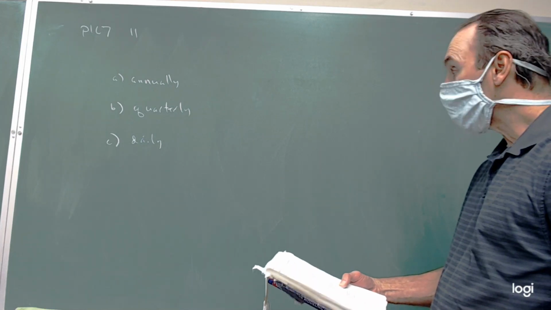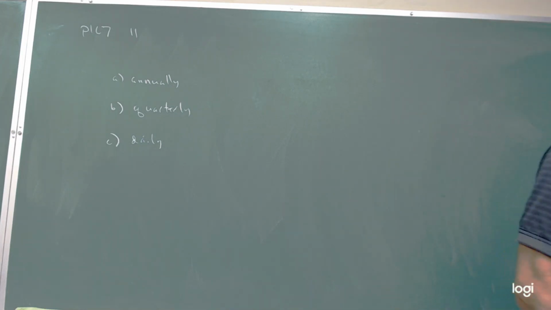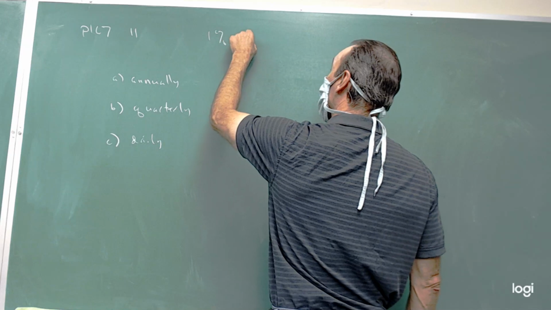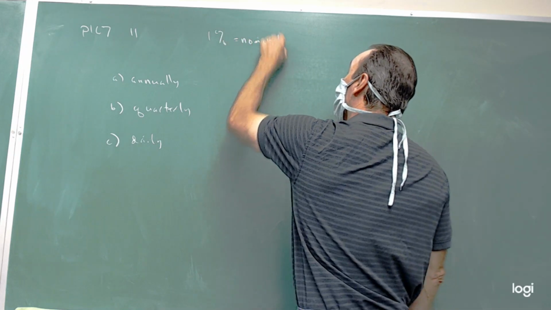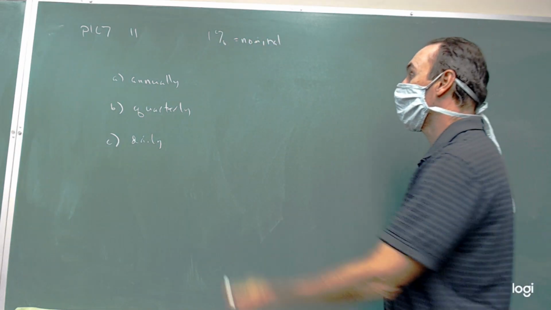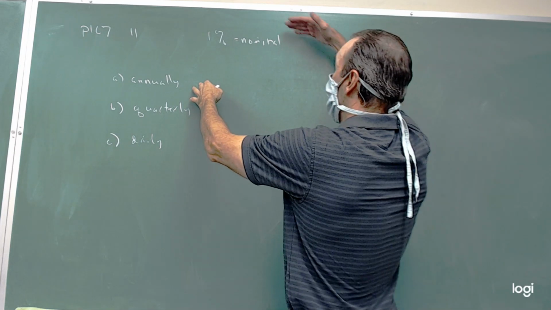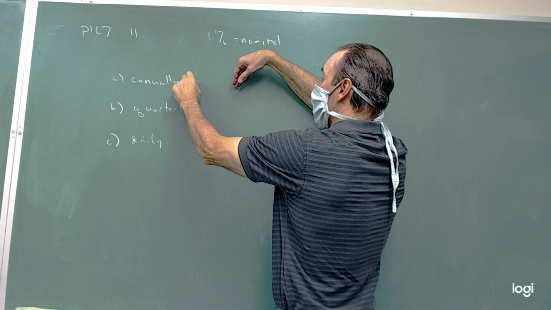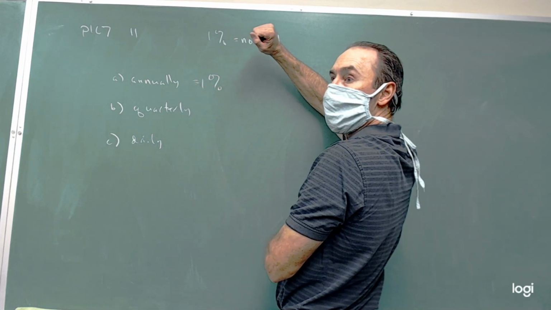So 11 is telling us 1%. I think what they're intending us to do there is make this the nominal rate. And so on this one, for annually, the nominal rate is going to be the same, so that is still going to be 1%.